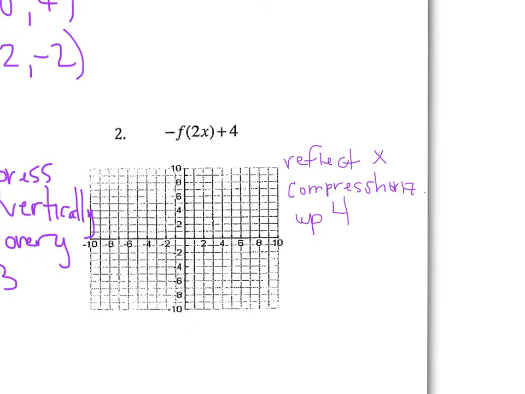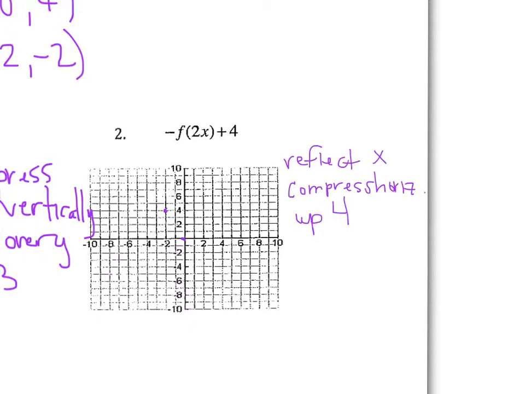So again, looking at my points, let's start with -4, 0. Reflecting it over the x, it's going to stay the same. Compress horizontally by a factor of 2, so it now becomes -2, 0. I'm going to move it up 4, -2, 4. My next point, 0, 4, reflects over the x, so it becomes 0, -4. I'm going to compress it horizontally, so that doesn't change. Then I'm going to move it up 4, so it's at 0, 0.